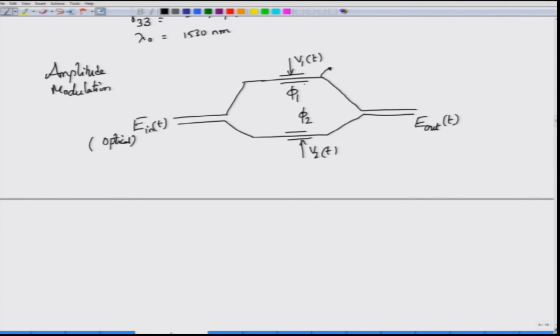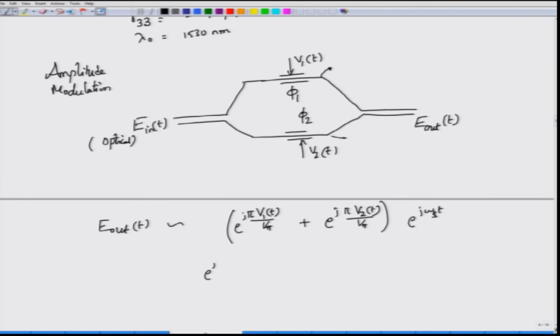Assume a 50-50 splitter. You know how to obtain the electric field here, because this is simply a phase modulated wave, and this is one more phase modulated wave, and then you know how to combine them, right. So, when you do all that, you will see that E out of t will have components e to the power j pi V1 of t by V pi plus e to the power j pi V2 of t by V pi, okay. There will also be an e power j omega s t term, and some additional amplitudes that I do not want to really worry about. So, there will be some additional constant factors that we can eliminate.